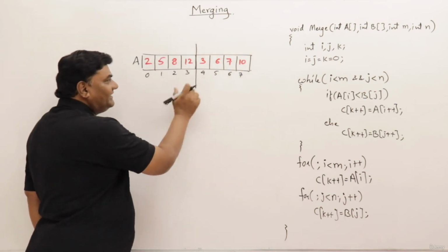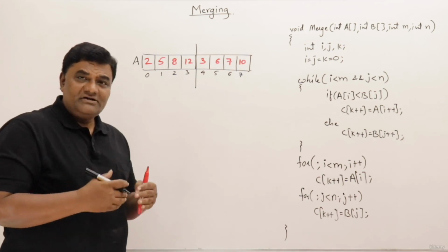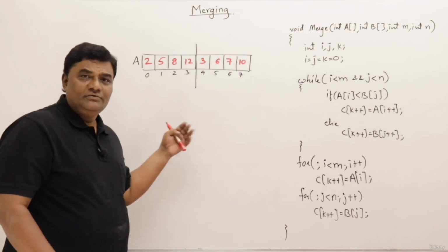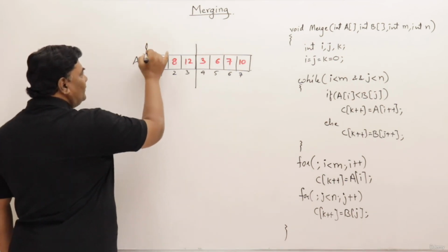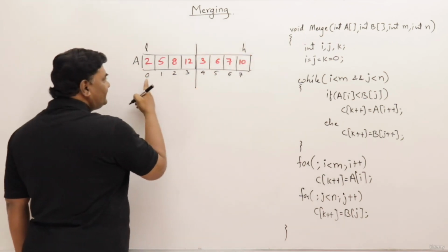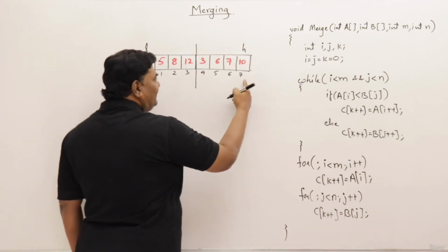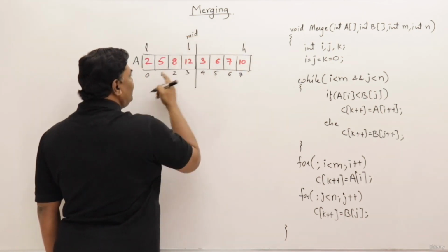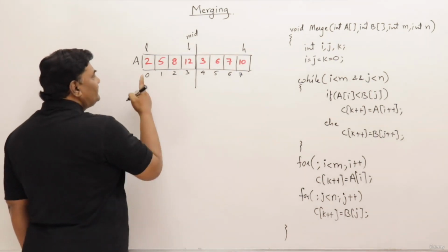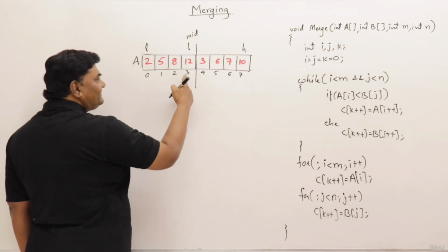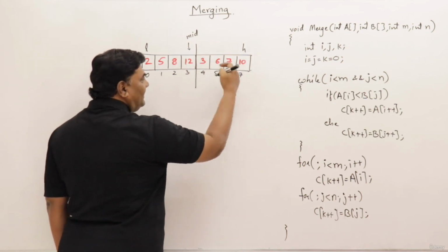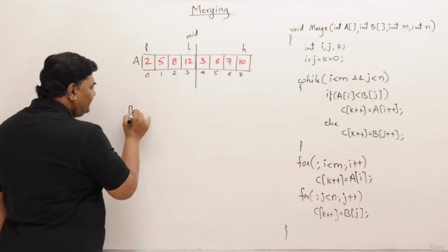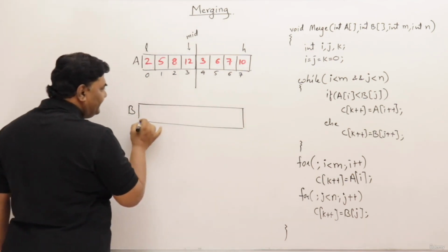So there are two lists in a single array and I want to merge them, and after merging I want the result in A only. So yes, we can do this. Let us call this location low and this location high. The starting index low is 0 and the ending index high is 7, and let us call this mid. This is the mid of these two, which is 3. So the first list is from low to mid and the second list is from mid plus 1 to high. Now for merging them, I need another array B of the same size.